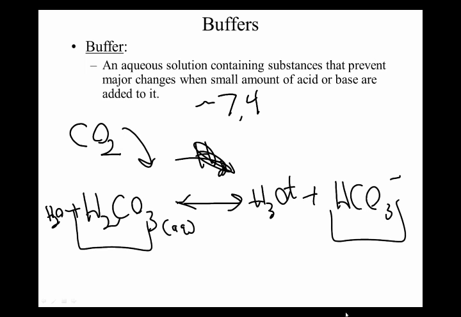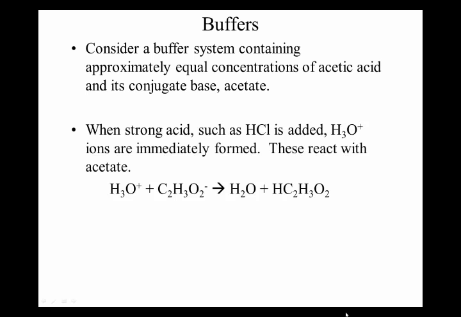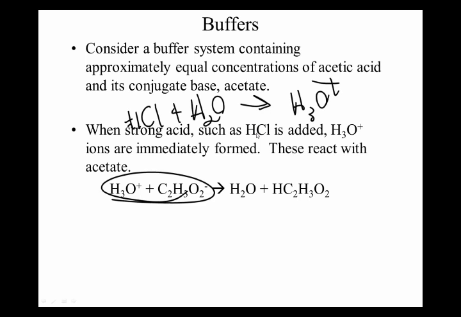So let's go back to acetic acid and acetate. If I have acetic acid and acetate in my system as a buffer, then when a strong acid like HCl is added, the HCl is a strong acid, and it immediately dissociates, reacting with the water to make hydronium. But that hydronium is going to react with the acetate that's in there and go back to water. And you'll shift the balance. You'll make some more acetic acid, but you haven't allowed the concentration of hydronium to increase appreciably.